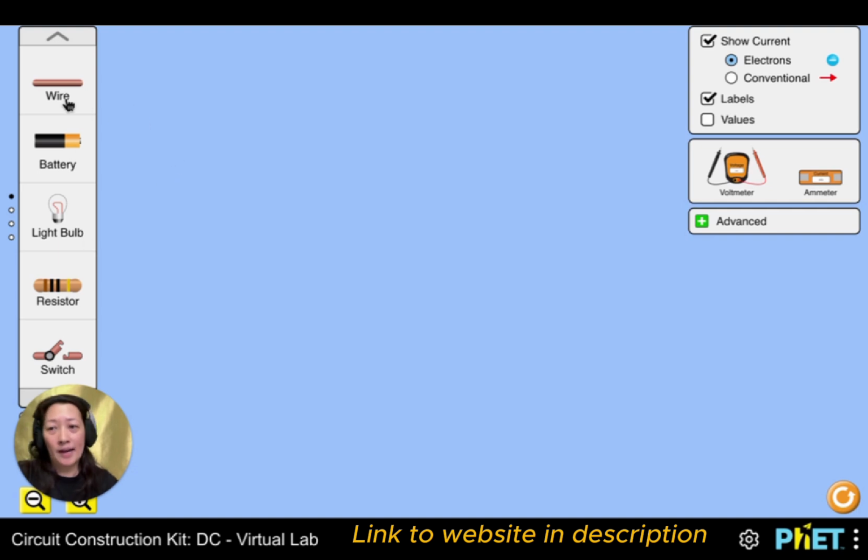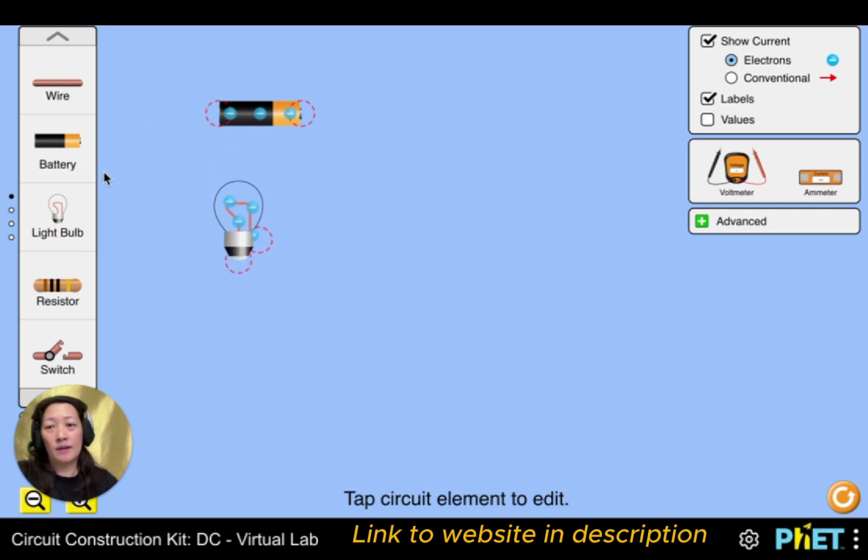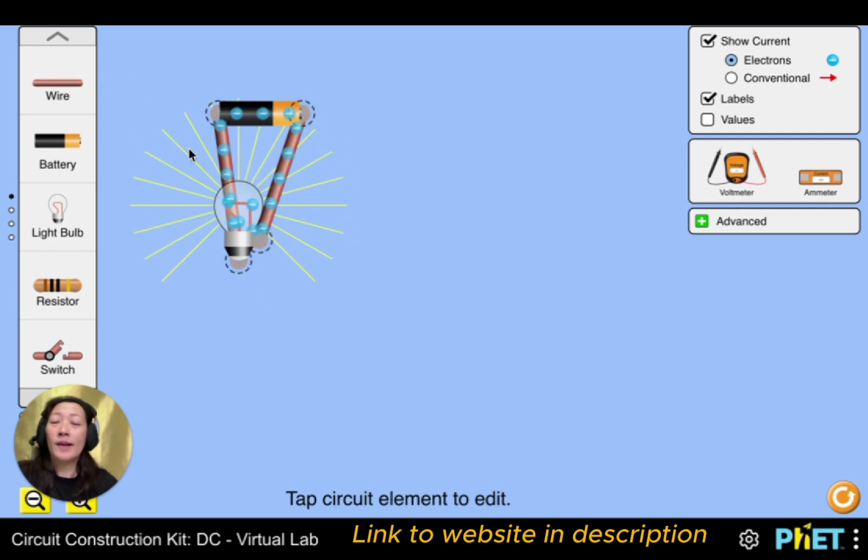On the left hand side here, you have some basic components. For example, you have a battery which you can drag over here, and you have a light bulb or a lamp. In order to make the connection, you need a connecting wire, so you need to make the connections where the red circles are. I'm going to drag the connecting wire over here, and we're going to put one more wire to close the circuit like so. And you can see now the light bulb has lit up.